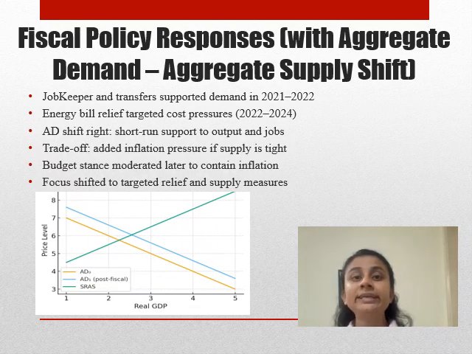Fiscal policy played a key role in stabilizing the economy. Programs such as JobKeeper, business subsidies, and energy bill relief supported households and employment. These measures shifted aggregate demand to the right, helping to maintain output and jobs, but also adding short-term inflationary pressure. By 2024, policy shifted toward fiscal discipline and targeted relief to address debt and sustainability concerns.